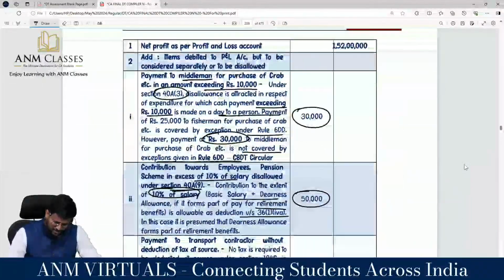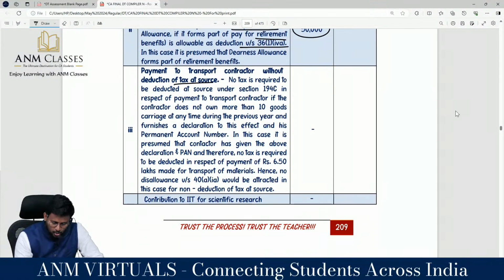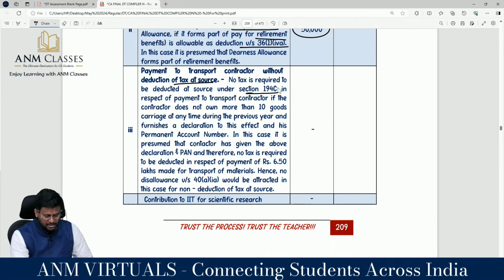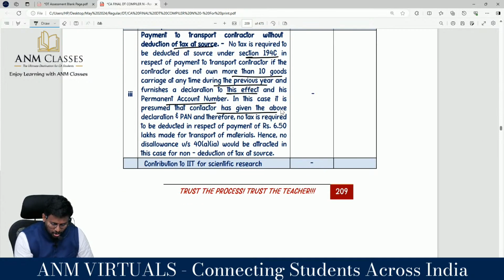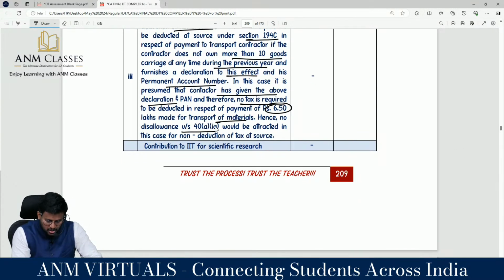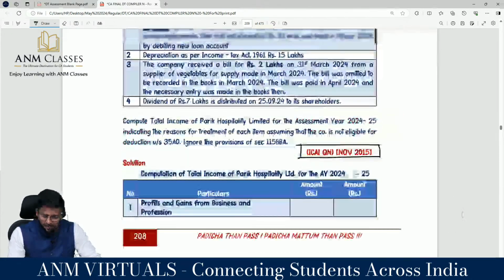Correct? Payment to transport contractor without deduction of tax. No tax is required to be deducted under 194C in respect of payment to a transport contractor if the contractor does not own more than 10 goods carriages at any time during the previous year and furnishes a declaration to this effect and his PAN number. In this case, it is presumed that the contractor has given the above declaration and PAN, and therefore no TDS is required to be deducted in respect of payment of 6.5 lakhs made for transport of material. Hence, no disallowance under 40(a)(ia) would be attracted in this case for non-deduction of tax at source. Nothing will be disallowed.